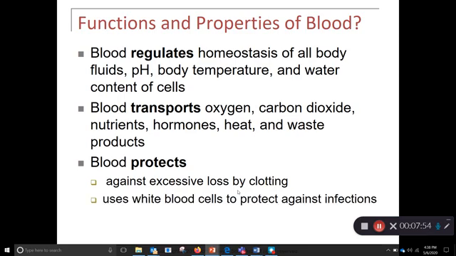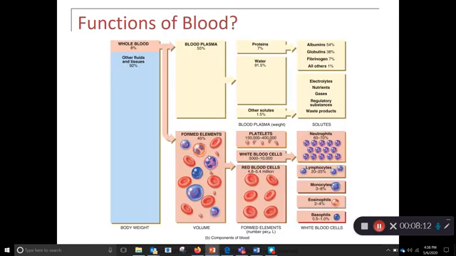Now, it also, because it contains white blood cells, or a good amount of white blood cells, protects against infections. And we'll get more into that when we get into chapter 22. And just a tiny bit more about that later on in this chapter.